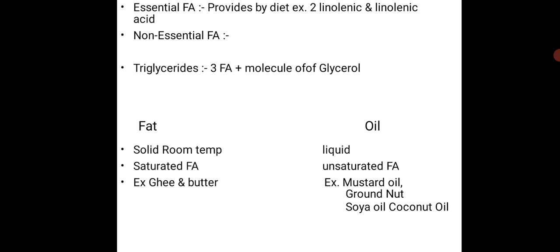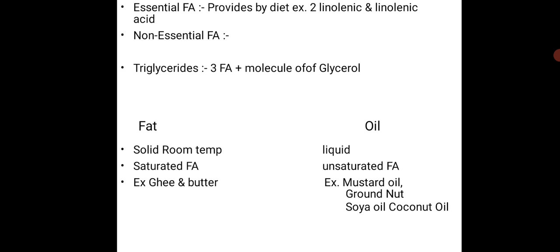Next are essential fatty acids and non-essential fatty acids. Essential fatty acids are provided by the diet, just like essential amino acids and non-essential amino acids. These fatty acids are provided by whatever we eat; from that our body gets them. Linoleic and linolenic acid are examples of essential fatty acids. Non-essential ones our body makes, and we don't need to get them from the diet.